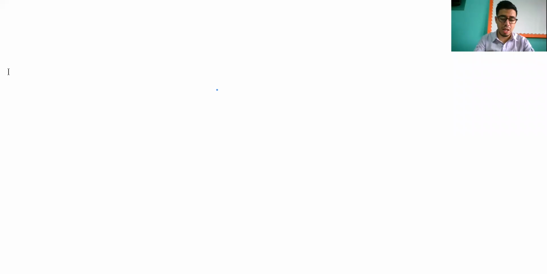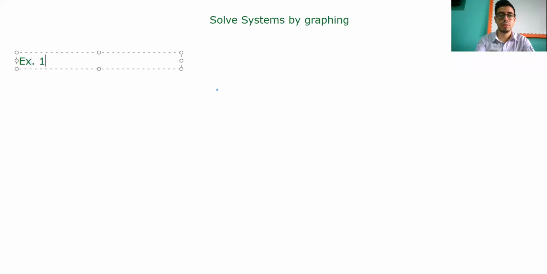Then the topic for today is solve systems by graphing. Okay. Then in the first example, example 1, we need to solve a system by graphing.